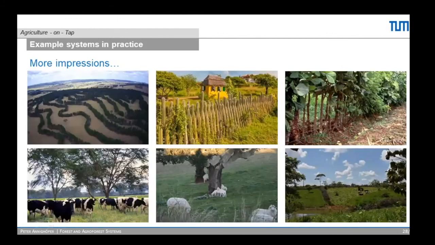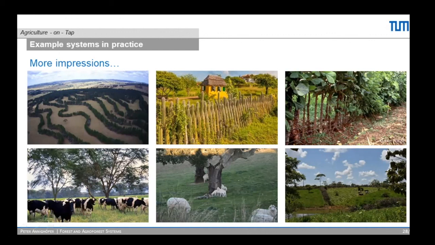And here we just see a few more impressions, which I do not want to look at in too much detail. You can see alternatives also here following, for instance, landscape contours, again, to reduce erosion of water and wind. We see a few systems I did not speak about at all, so systems that include animals, where the trees are used as fodder and give shade.